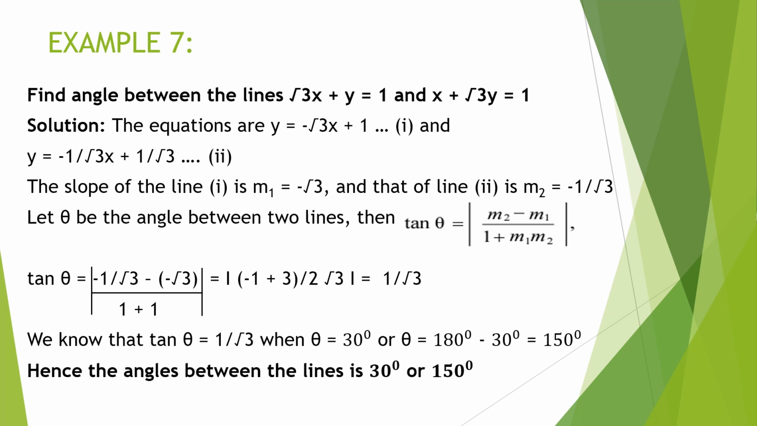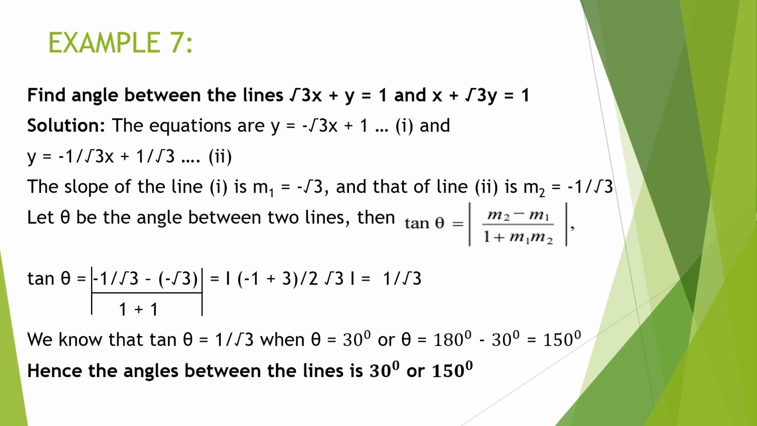Example 7. Find the angle between the lines root 3x plus y equal to 1 and x plus root 3y equal to 1. Now both the equations are given to us. We will convert them into the form y equals mx plus c to get the slope. So the first equation is y equals minus root 3x plus 1. That means the value of m1 is minus root 3. Second equation, when we convert, is y equals minus 1 upon root 3 into x plus 1 upon root 3. So the slope for the second line, m2, is equal to minus 1 upon root 3.